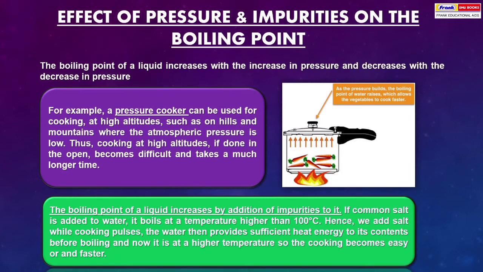If common salt is added to water, it boils at a temperature higher than 100 degrees Celsius. Hence, we add salt while cooking pulses. The water then provides sufficient heat energy to its contents before boiling, and now it is at a higher temperature, so the cooking becomes easy and faster.